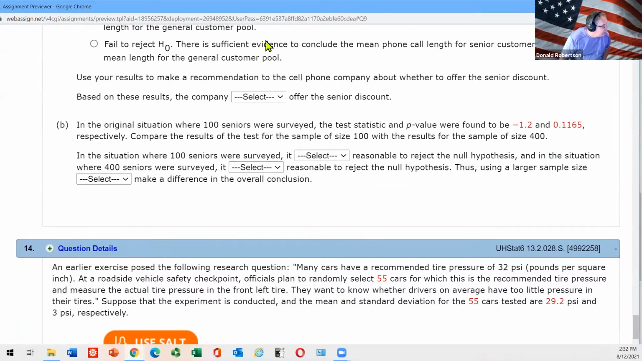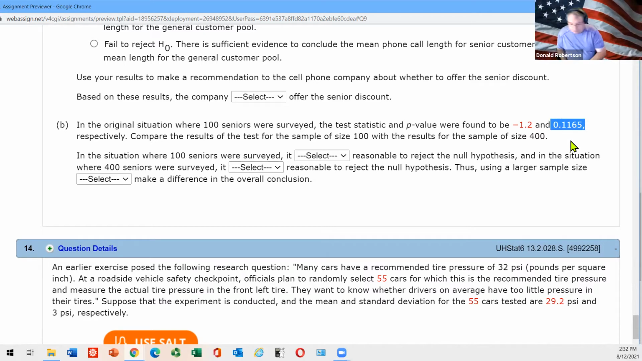And if you did it with the original 100, the p-value ended up being that number. So you're not even going to use salt. They're just telling you what you would have got if you had done salt. Do you notice that that number is too big? So the moral of the story is, if you do a sample of 100, you might not get enough evidence. But if you increase your sample size to 400, you could end up with evidence if it's there.